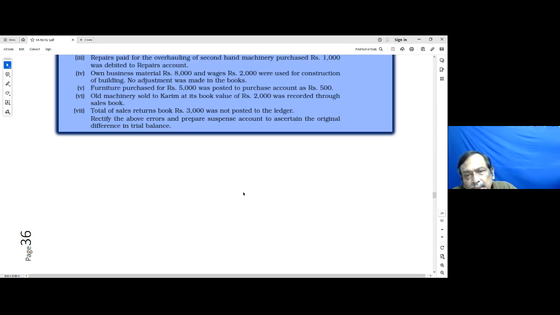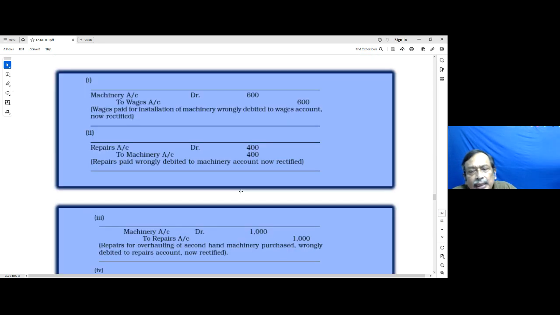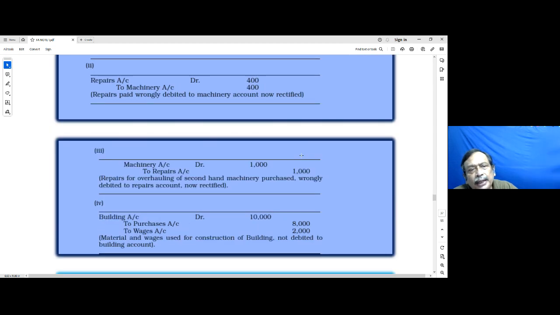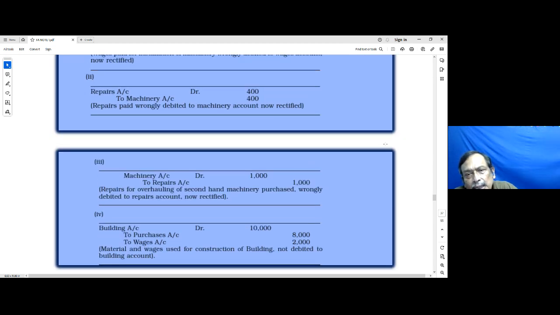Rectify the above errors and prepare suspense account to ascertain the original difference in trial balance. So let us see the journal entries. Machinery account debit to wages account 600. Wages paid for installation of machinery wrongly debited to wages account, now rectified. Then repairs account 400, a small repair, was debited to machinery account. Hence, repairs account will be debited by 400 to machinery account 400. Repairs paid wrongly debited to machinery account, now rectified. Remember, it is a minor repair and it is not going to increase the life of the machinery.